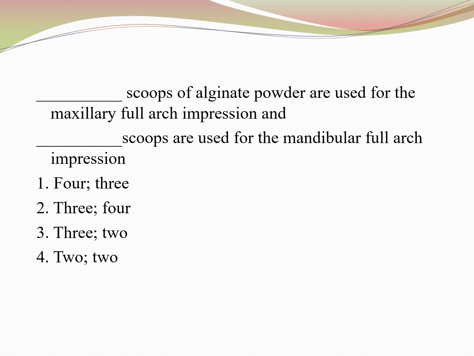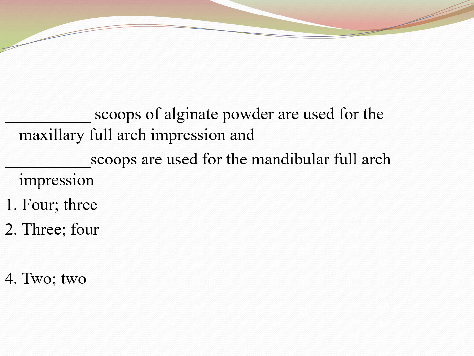So this one, how many scoops of alginate powder are used for a maxillary full arch impression, and how many scoops are used for the mandibular? Is it 4 scoops and 3 scoops, 3 scoops and 4 scoops, 3 scoops and 2 scoops, or 2 and 2? Remember, in our packets that we have in the clinic, each of those are 3 scoops, and you don't always have to use every single one of those. So choose your answer. We're going to the next slide.